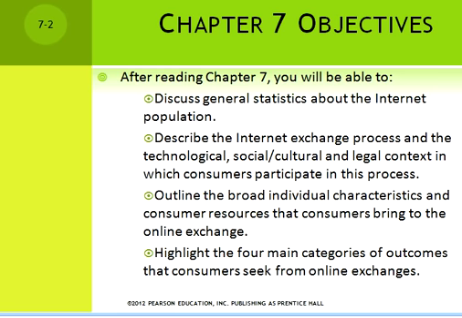So to begin with, let's have a look at the objectives. The first one is to discuss the general statistics about the internet population, describe the internet exchange process and the macro environment, which includes the technology, social, and legal context in which the consumer participates in this process, outline the broad individual characteristics and consumer resources that consumers bring to the online exchange, and highlight the four main categories of the outcome that consumers seek from the online exchanges.